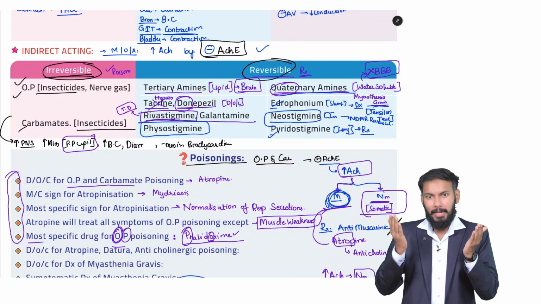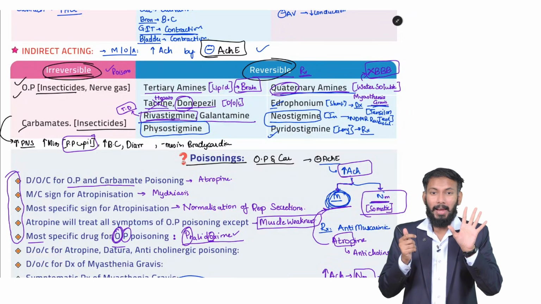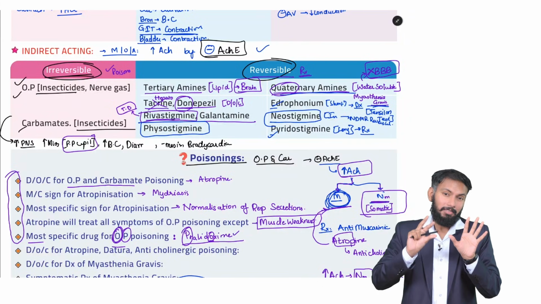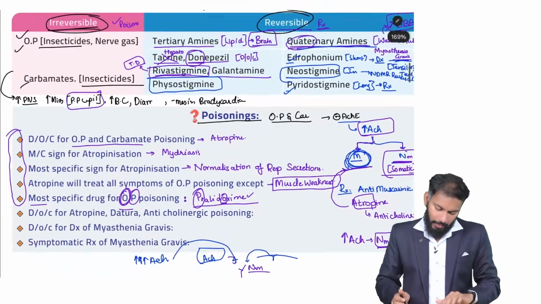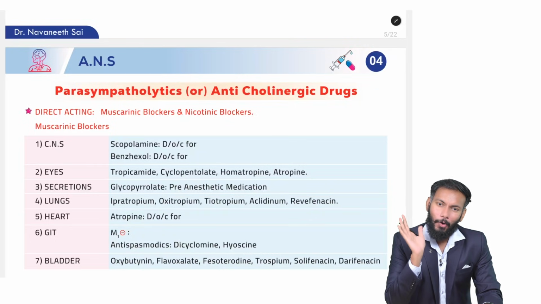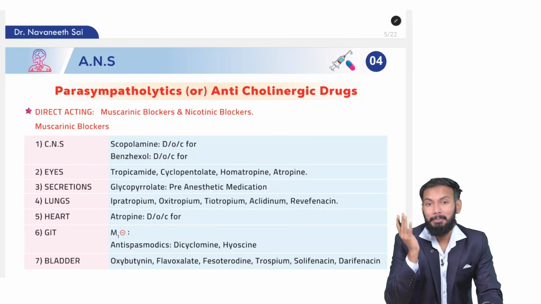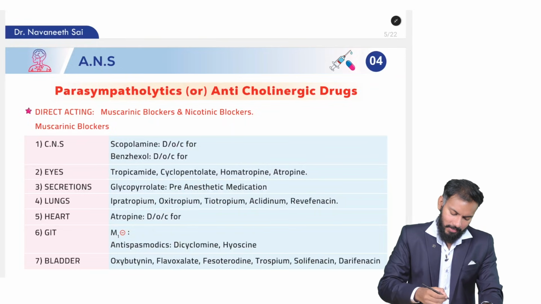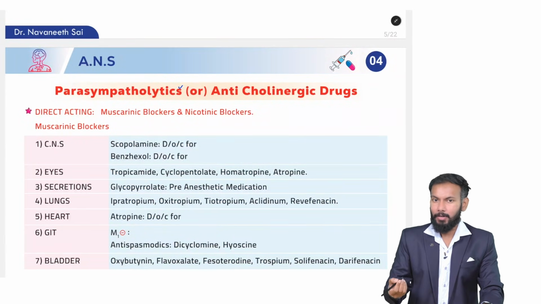In direct acting, indirect acting. Direct acting has alkaloids and esters. Indirect acting has reversible and irreversible. Okay. And then we will start with the anticholinergic drugs. Now you understood all of the parasympathomimetic drugs. Now we are going to the parasympatholytic drugs or anticholinergic drugs.